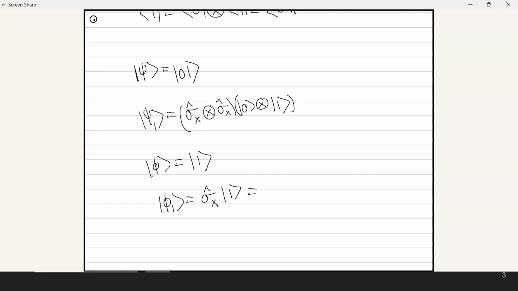Does anyone know what that becomes if we apply this? Anyone else, maybe? It then becomes 0, right? And I think that'll make a bit more sense in a second when we show the Bloch sphere. Any questions?